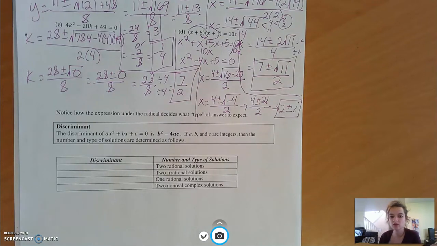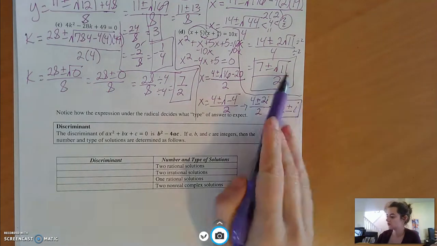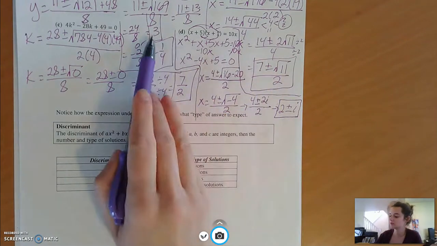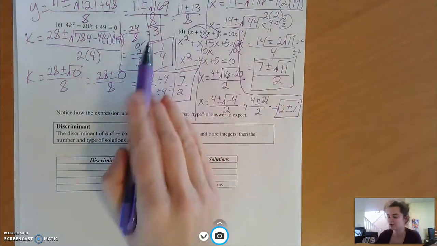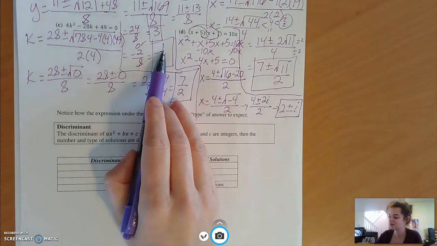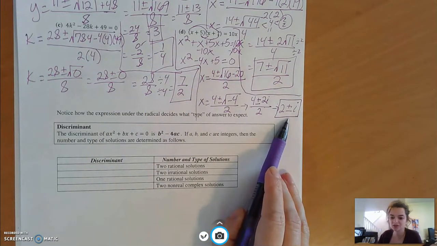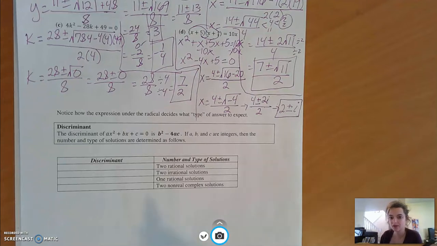So one thing that we notice is that sometimes we get irrational answers. Sometimes we get nice, pretty rational answers that are nice fractions. Sometimes I only got one answer, and sometimes I got imaginary answers. It depended on the problem. And interestingly, you can tell what kind of answers you have by looking at what's underneath the square root.